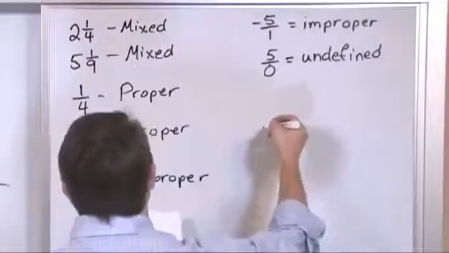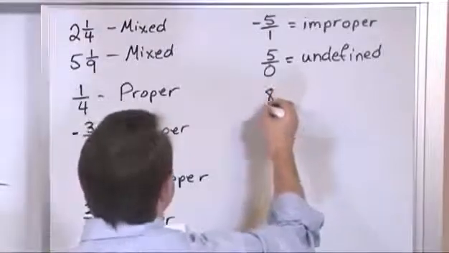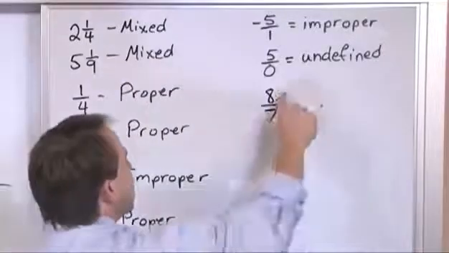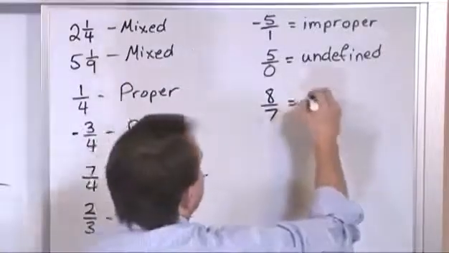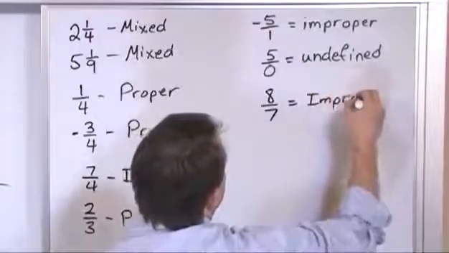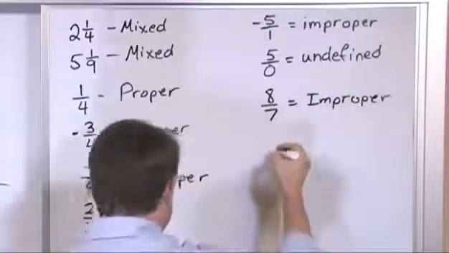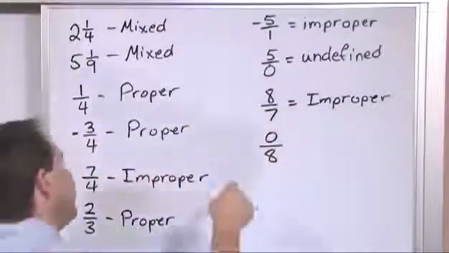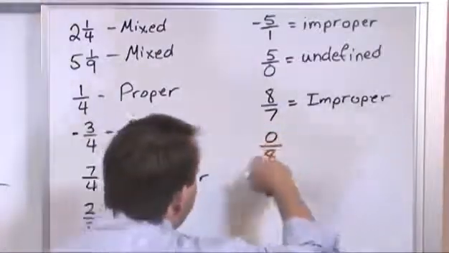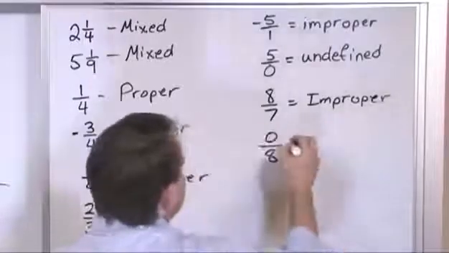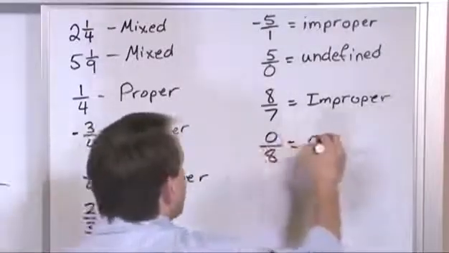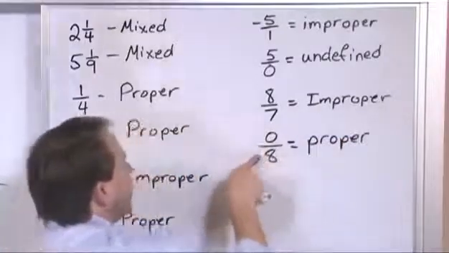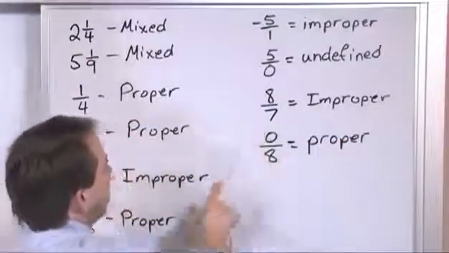All right, so let's say we have the fraction 8/7, or 8 divided by 7 is another way to think of it. Well, that's improper because you have a bigger number on top. And what about 0 divided by 8? If a 0 is on the top, that's okay, because if you take 0 and divide by 8, you're just going to get 0. So that's something your calculator can do.